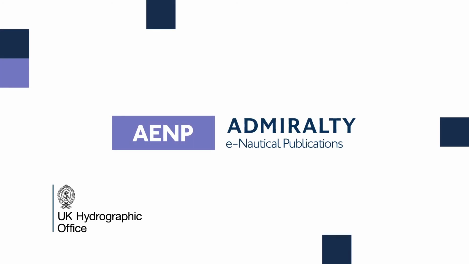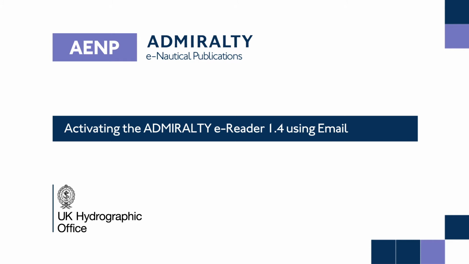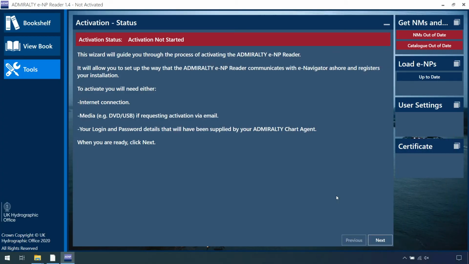Admiralty eReader 1.4. Activating the Admiralty eReader 1.4 using email. The application can then be activated on up to 3 PCs per license. Your Admiralty chart agent should have sent you a login and password to activate your Admiralty eReader 1.4.